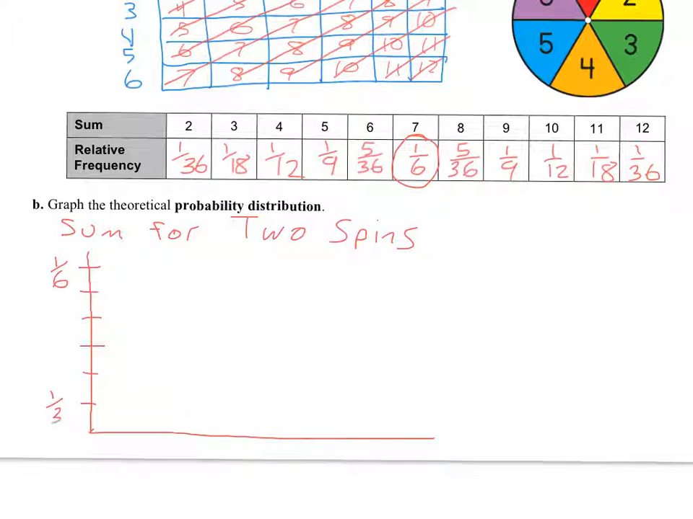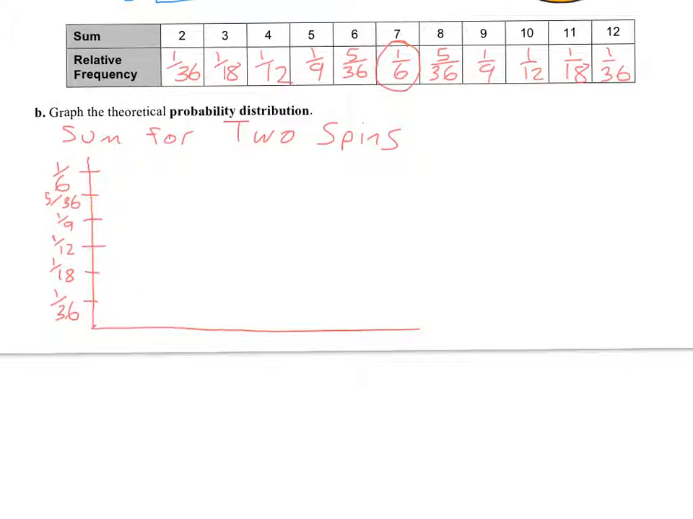So I have 1 over 36. The next one would be 2 over 36 reduced, 3 over 36 reduced, 4 over 36 reduced, and 5 over 36. Okay, the different possible totals that we had were 2, 3, 4, 5, 6, 7, all the way to 12.